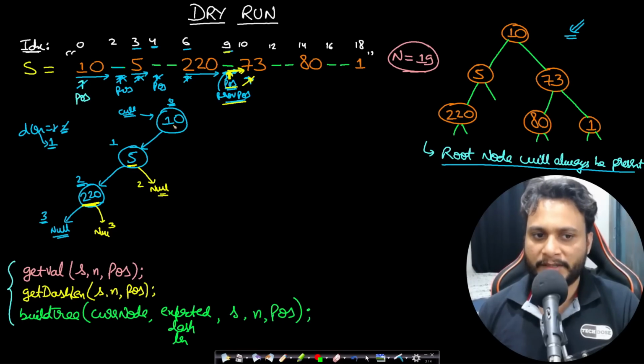Once both the calls are done, you will be backtracking to 10. Okay. Now from this 10, you will try to make the right call. What is the dash length that you are expecting here? Only 1 length, right?